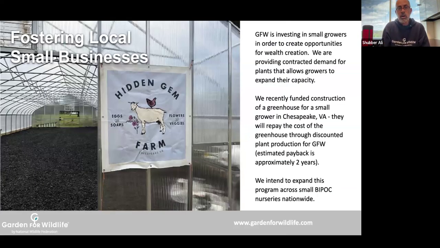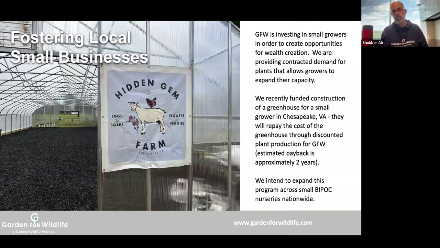We're also focusing on fostering small businesses. And why that's important is because small business is the engine of the economy. Everybody knows the names of Fortune 500s, but the reality is most of our economy is actually driven by small business. And what we're trying to do is support small growers, particularly native plant growers.